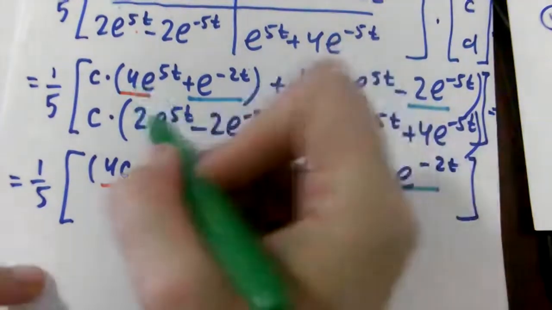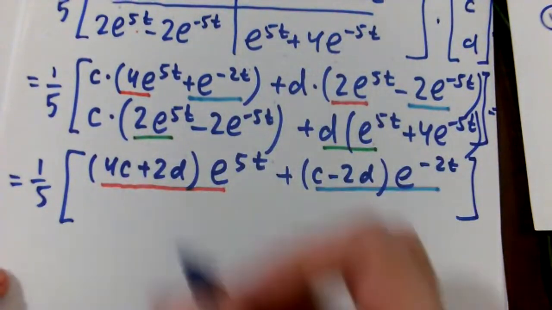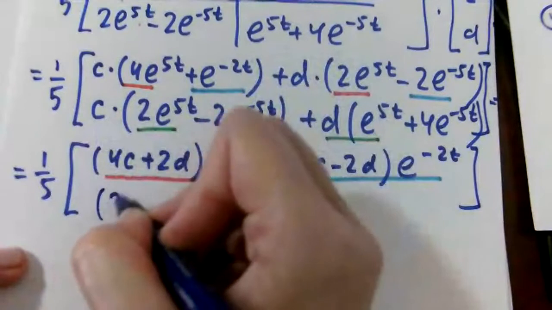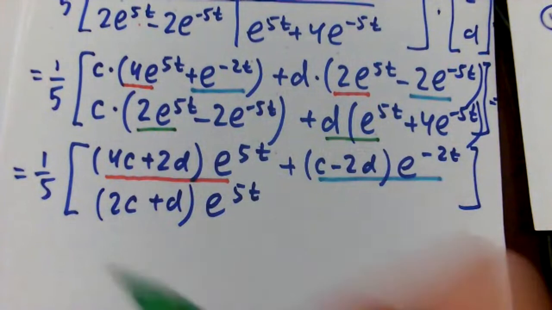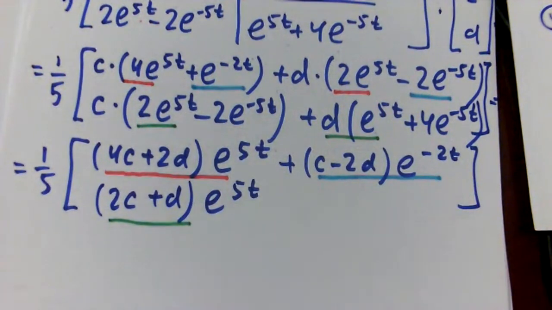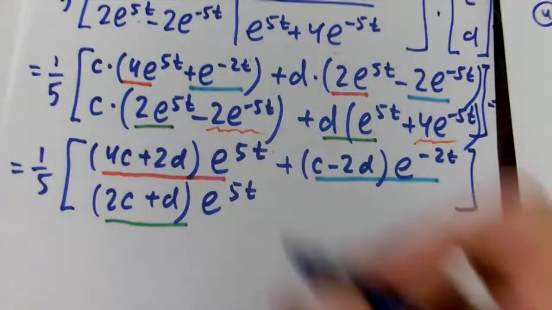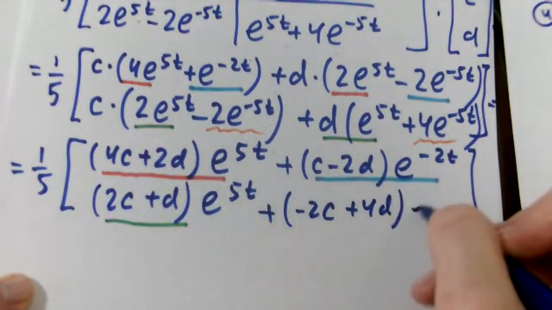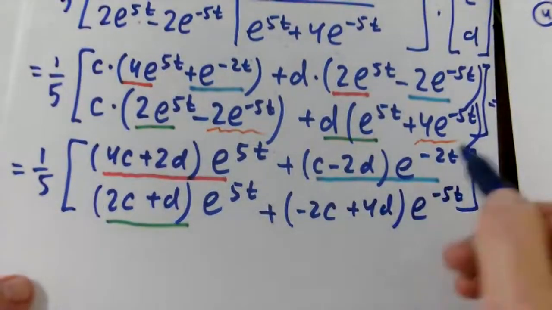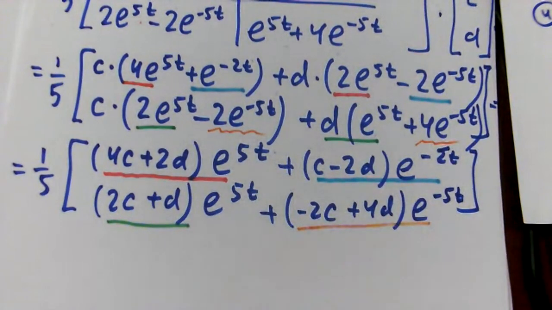I need to find more colors. Green. This one and this one are green terms, and they will give us what sort of coefficient? (2c plus d) times e to the power of 5t. So this was the green term. Okay, and finally, what else do I need? I need orange here. So these guys are orange terms. And they will give us the coefficient (minus 2c plus 4d) times e to the power of minus 5t. I made a typo here. So this was the orange term. Okay, we are almost done.